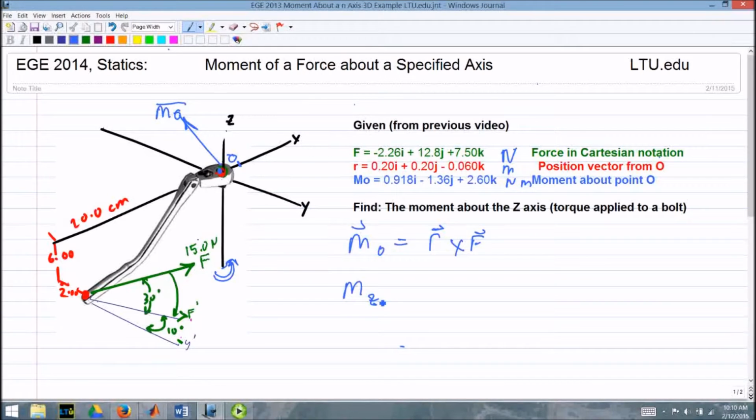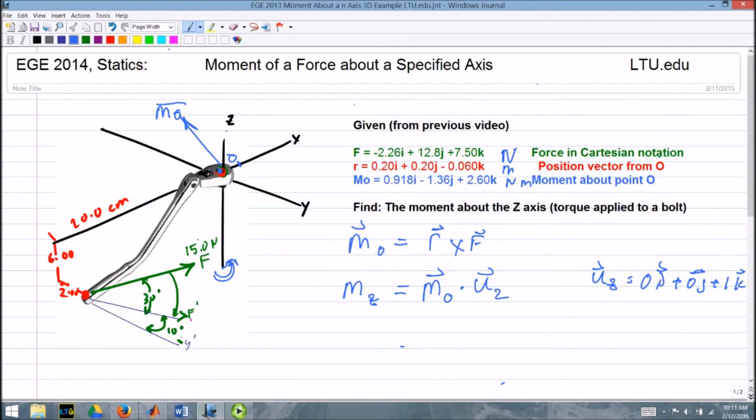and because we're using dot product, it's going to be a scalar value, is equal to the moment about our point, that vector which we calculated, dot a unit vector in the z direction. So M0 dot uz, and of course uz is 0I plus 0J plus 1K. That's why this one becomes kind of trivial.